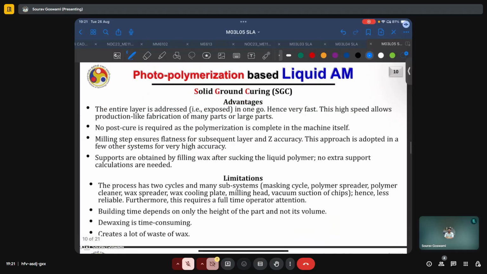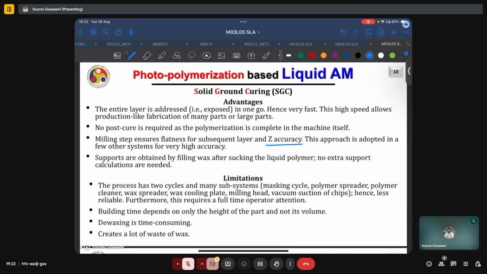The advantages of the solid ground curing process are that the entire layer is addressed in one go, hence it's fast. No post-cure treatment is required as polymerization is complete in the machine itself. In the 2 curing steps that we just saw, the milling step of face milling ensures flatness for subsequent layer and good Z accuracy. And this approach is also adopted in a few other systems for very high accuracy. The supports are obtained by filling wax after sucking the liquid polymer which is excess. No additional calculations for support structures are needed.